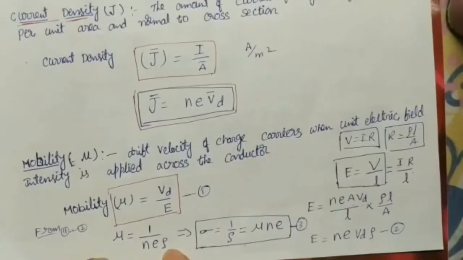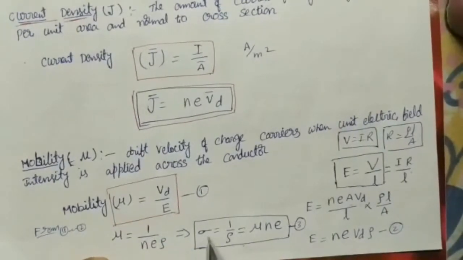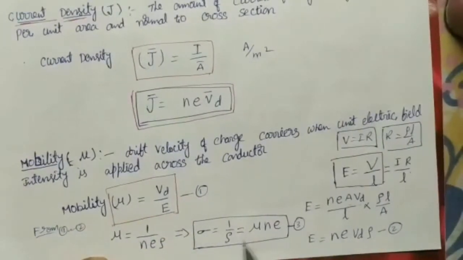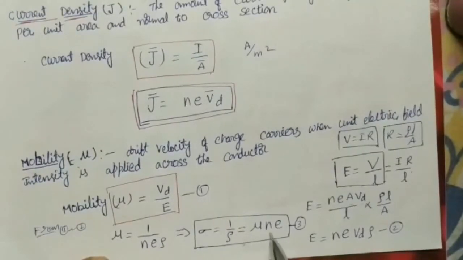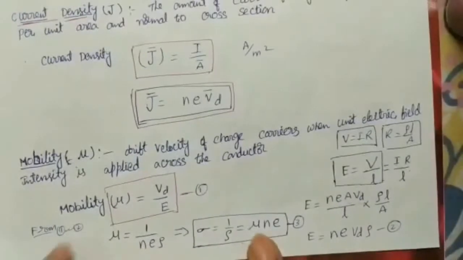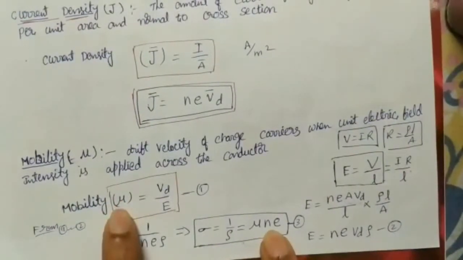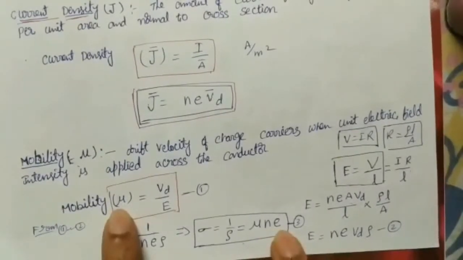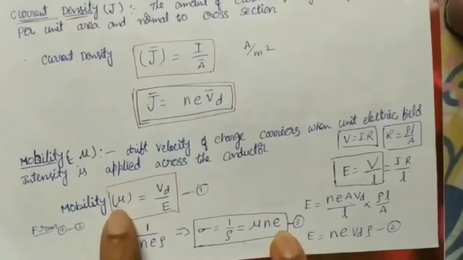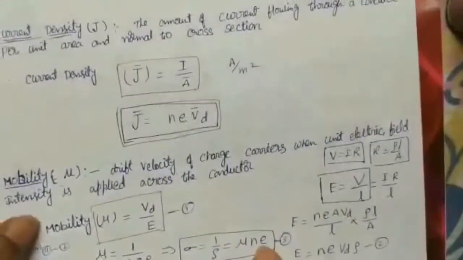So mu, the mobility of the charged particle, is 1 by N e rho. And we can write the reciprocal of rho as sigma. So sending N e to that side, sigma = 1 by rho = mu N e. Mu is called the mobility of the charge carrier. N is the charge density, meaning how many charges are there per unit volume, and e is the charge of the electron here. Why? Because here the charge carriers are electrons only, so the electron charge only we have to take.